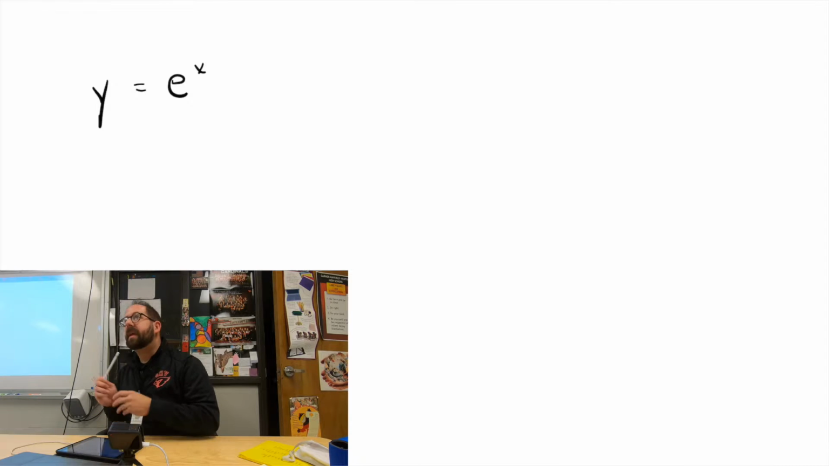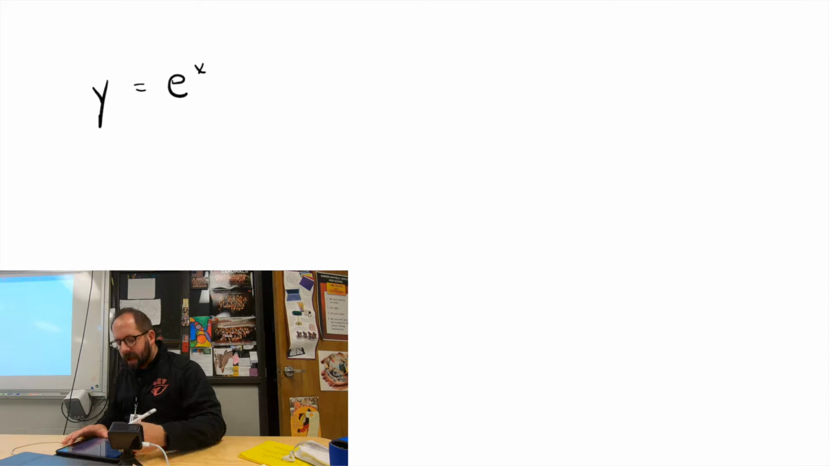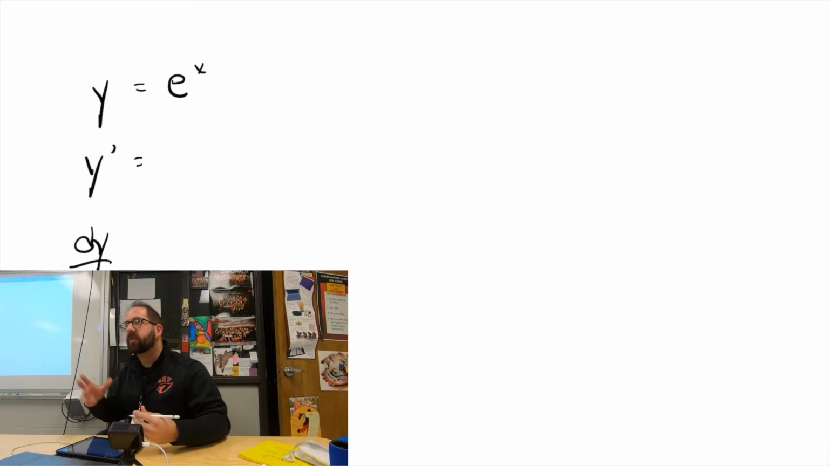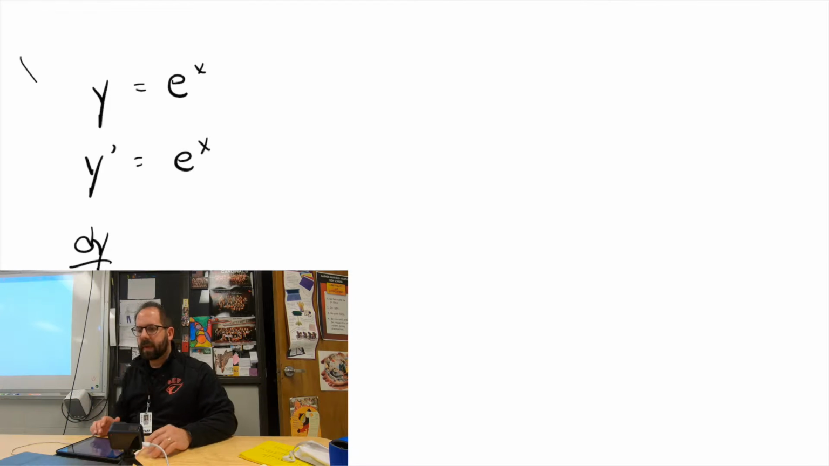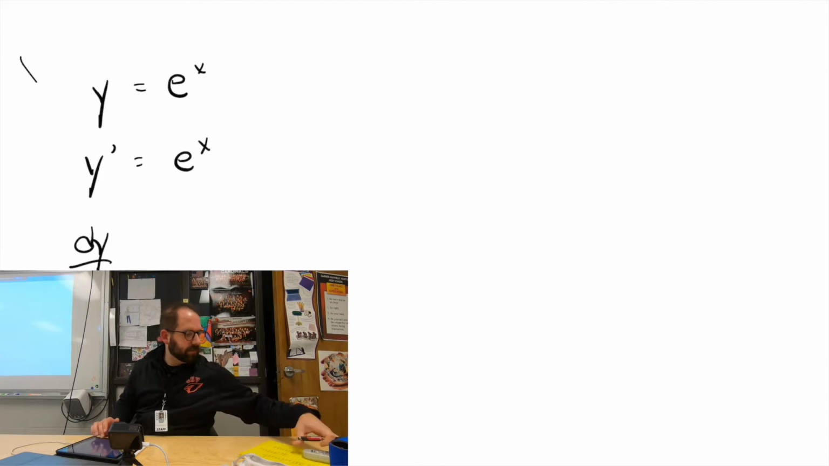So, okay, here's the idea. E to the x, the derivative of it. We know the first derivative, y prime or dy dx, however you want to write that. Derivative with respect to x. The derivative is just e to the x. Accept that. So that's the derivative of y prime.